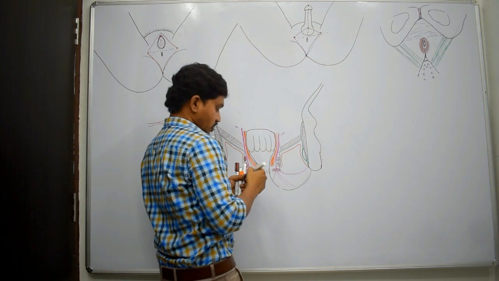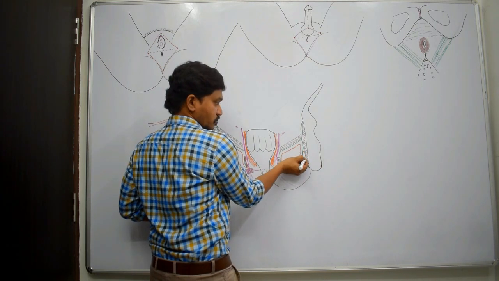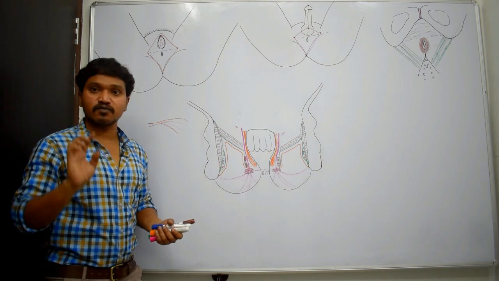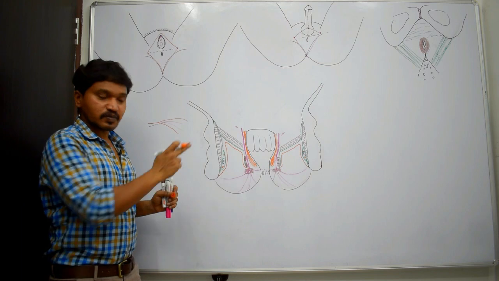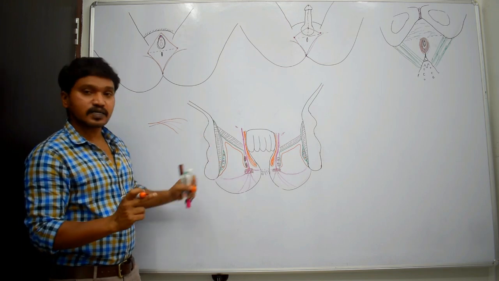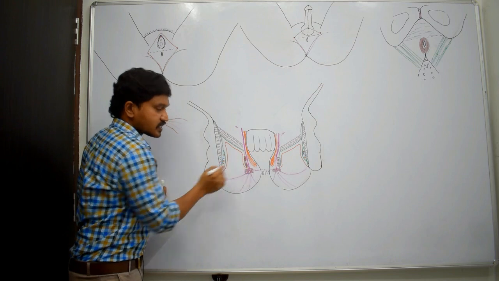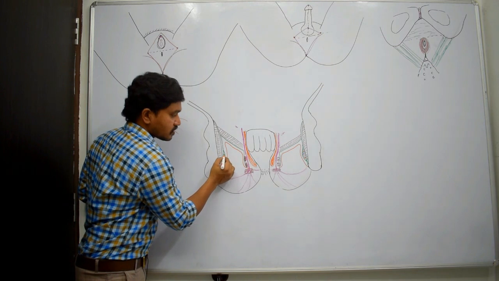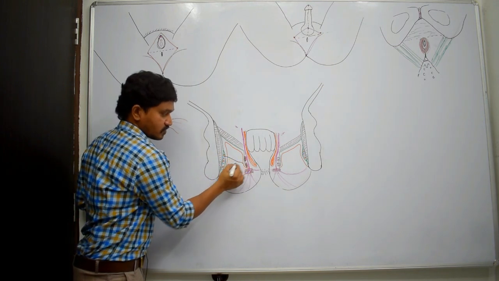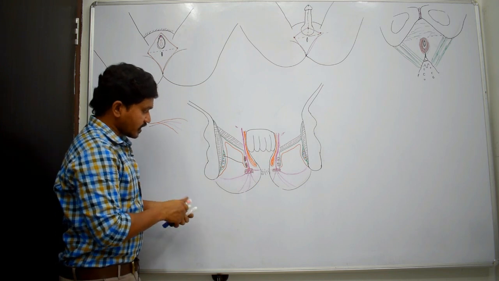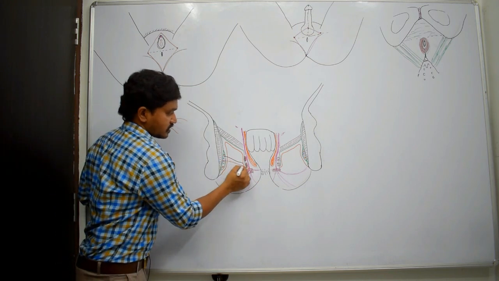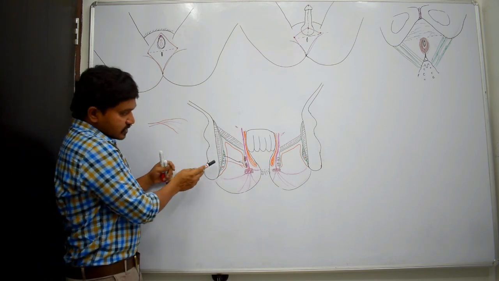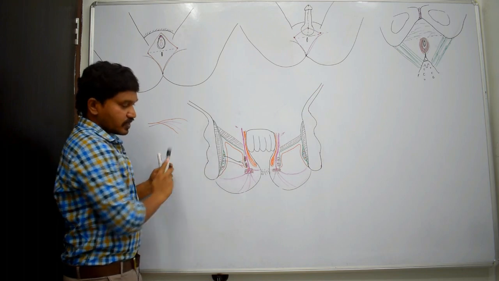So, same structures we can draw here also. Dorsal nerve of penis, perineal nerve, pudendal vessels. Now, from the pudendal nerve and internal pudendal vessels, there will be one nerve from the pudendal nerve and an artery from the internal pudendal artery, supplying the external anal sphincter and the perianal skin. What is that nerve? Inferior rectal nerve and inferior rectal artery. That means inferior rectal vessels and nerve cross the ischiorectal fossa from lateral to medial side.